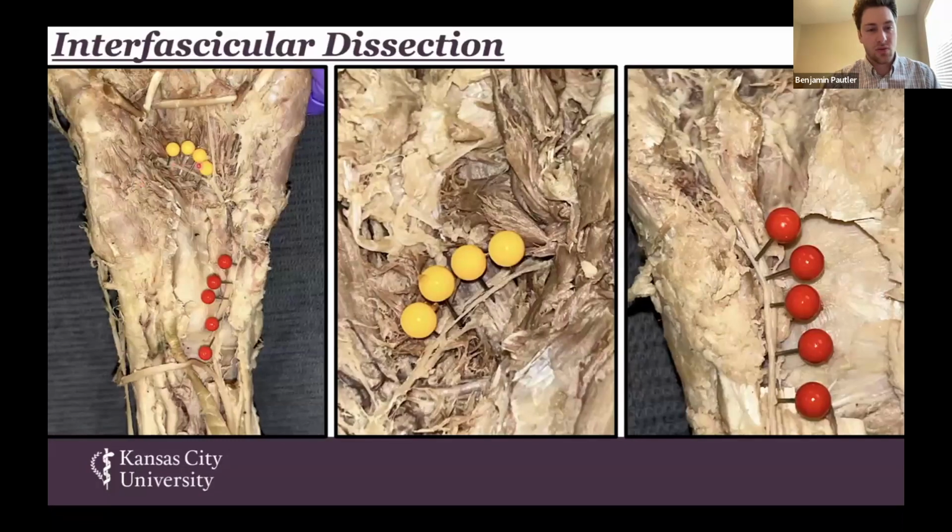You can see here what that looked like. These are a couple of zoomed-in images. You can see we took pins and were able to start at the branch points and move in a retrograde fashion, separating out those fascicles from the rest of the nerve proper.